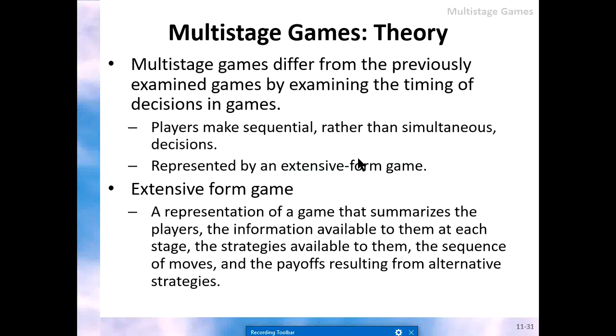So now we go to another strategy, we call it multistage game theory. Multistage games differ from the previously examined games by examining the timing of decisions in games. So players make sequential rather than simultaneous decisions, represented by an extensive form game. Extensive form games are a representation of a game that summarizes the players, the information available to them at each stage, the strategies available to them, the sequence of moves, and the payoffs resulting from alternative strategies.